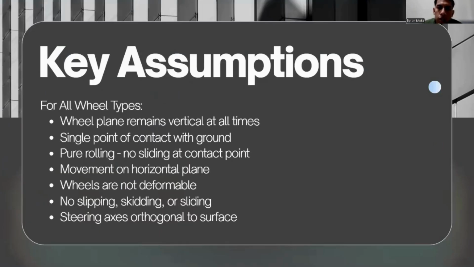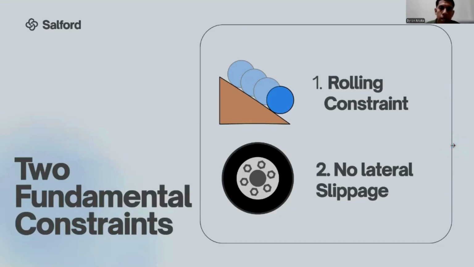All wheels share key assumptions. The wheel plane remains vertical. There is a single round contact point, and pure rolling occurs with no slip, and wheels are not deformable on our horizontal plane. This assumption leads to fundamental constraints that govern the wheel motion.